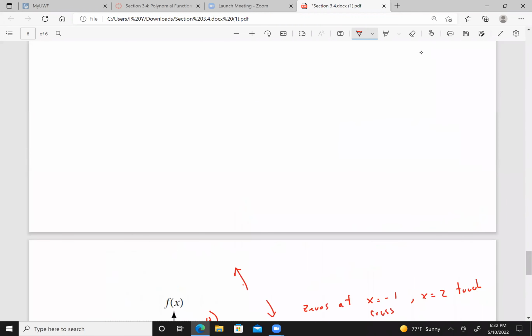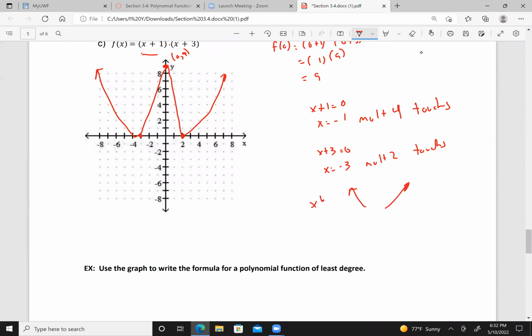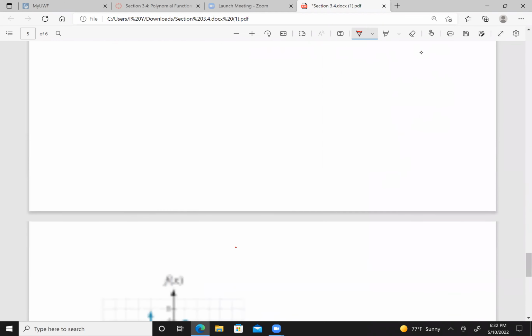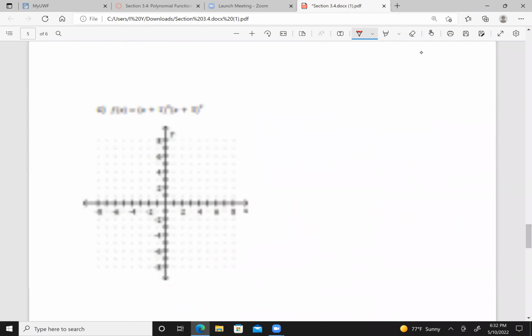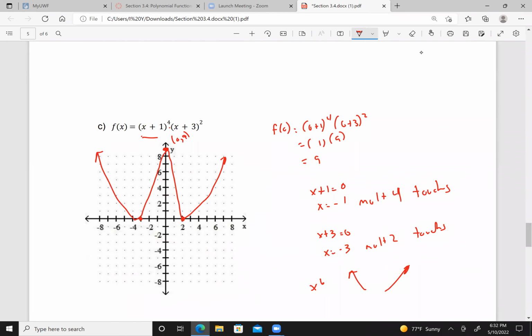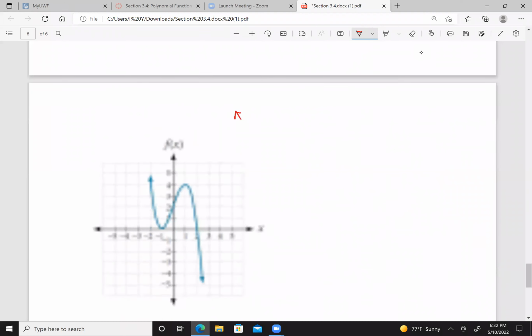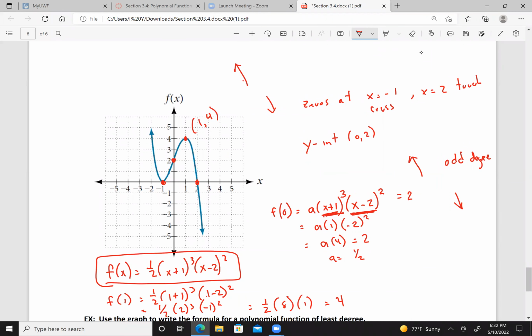Did I get that backwards? Maybe that's it. That is what we did backwards. Gotta be careful with this stuff. Or did I? Even degree touches. Yeah, even degree touches. So this has an even degree, and this has an odd degree. So this touches and this crosses. And that explains where my issue is.